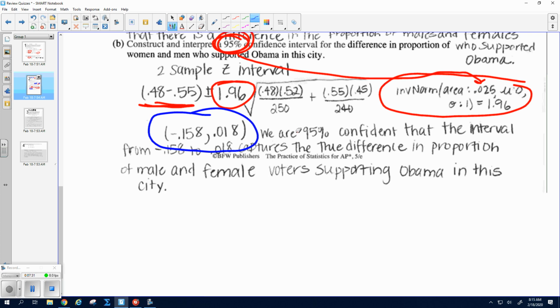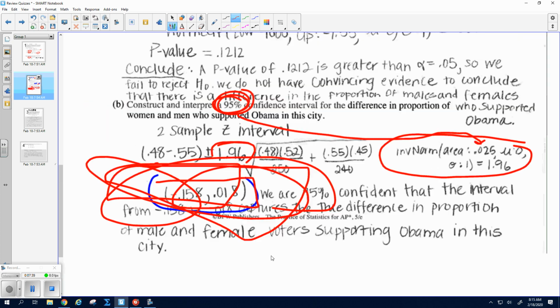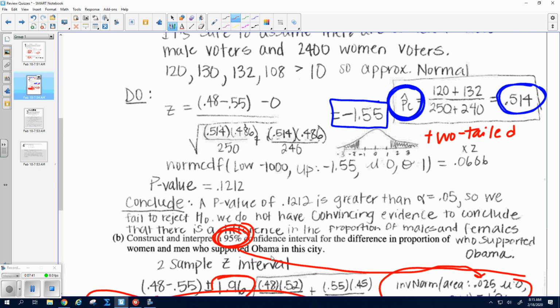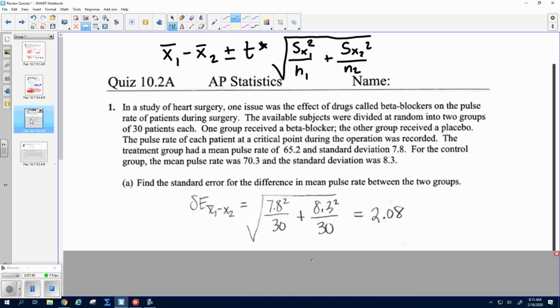So you guys, is this evidence of a difference? No, because 0 is included in the interval. So just like our significance test told us there really wasn't a difference between the two, so did our confidence interval because 0 is included in the interval.